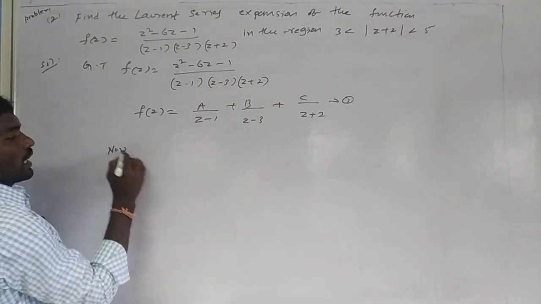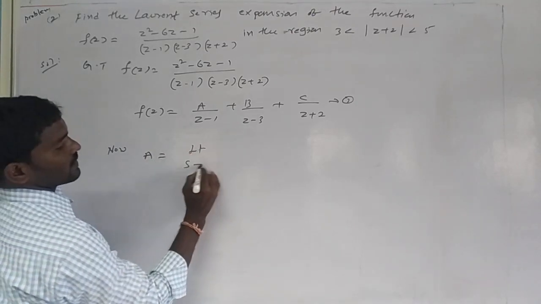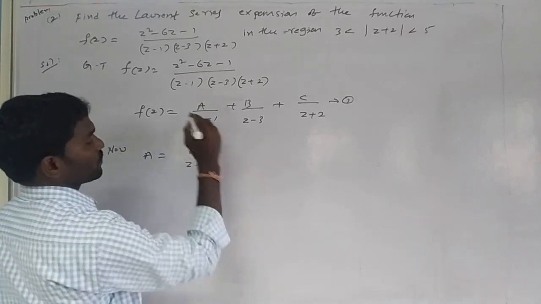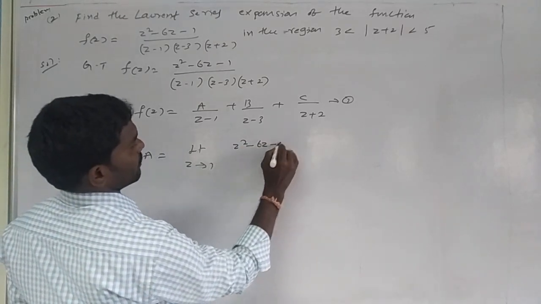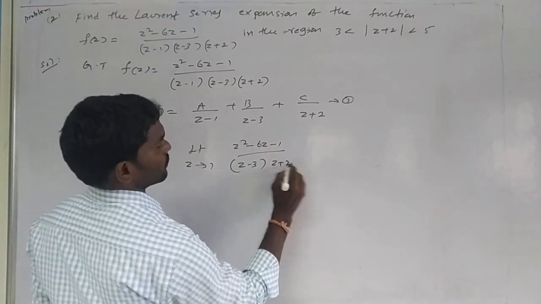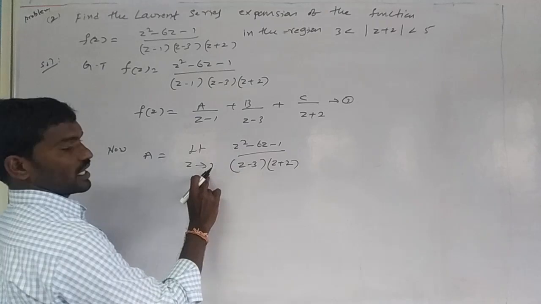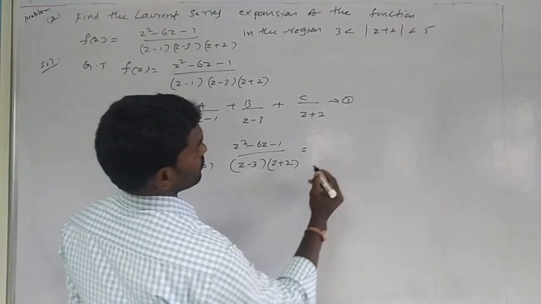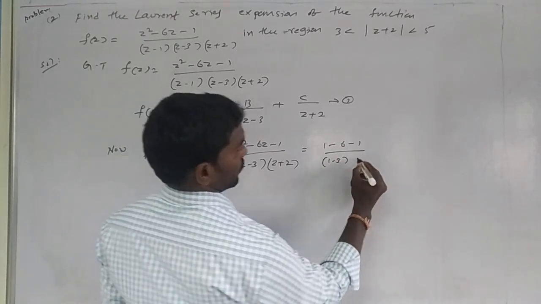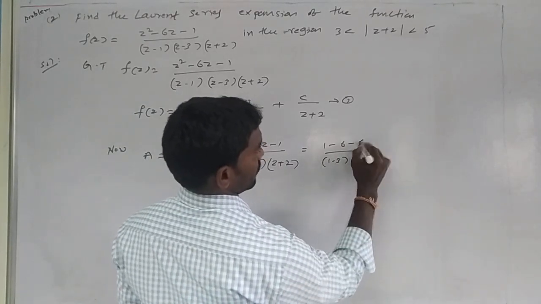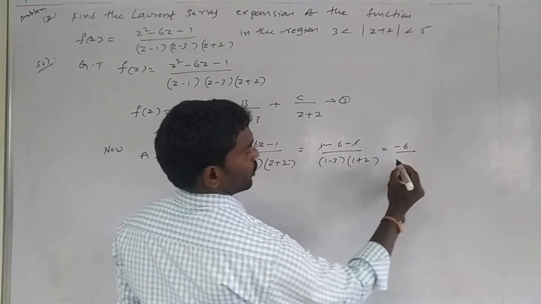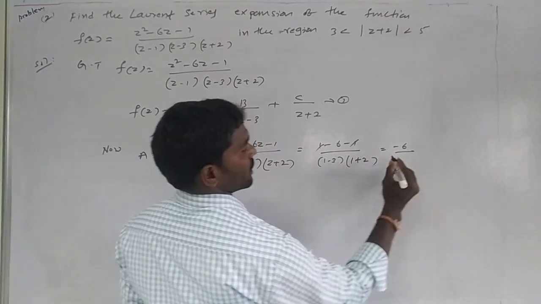Now A equals the limit as z tends to 1 of (z² − 6z − 1) divided by (z − 3)(z + 2). Substitute z = 1 in the function. We get (1 − 6 − 1) divided by (1 − 3)(1 + 2), that equals (−6) divided by (−2 × 3), which is −6 divided by −6.